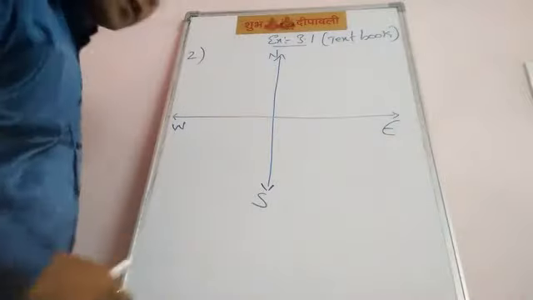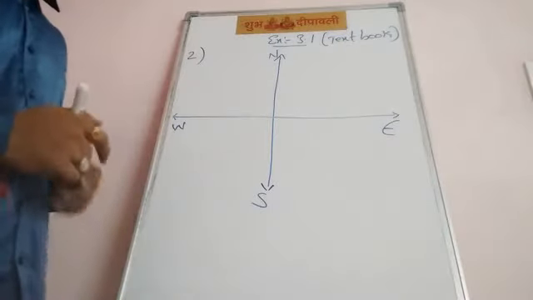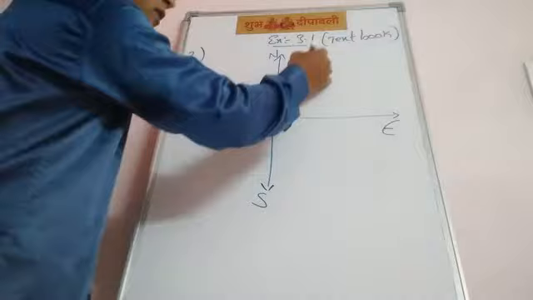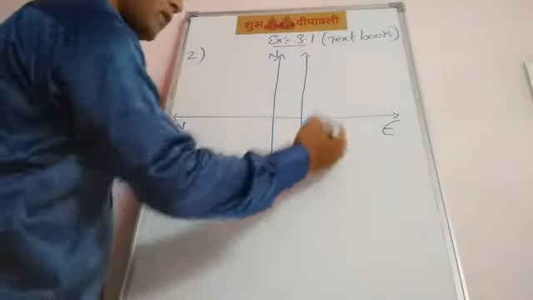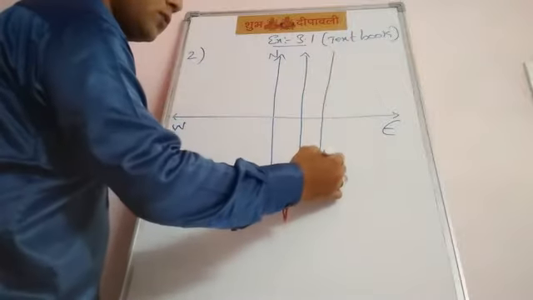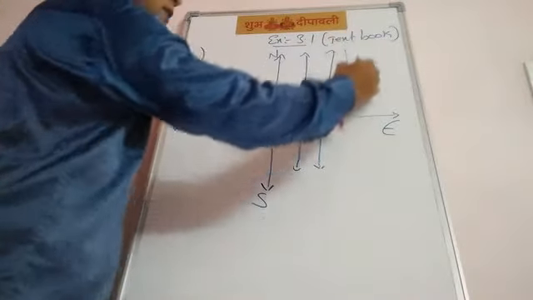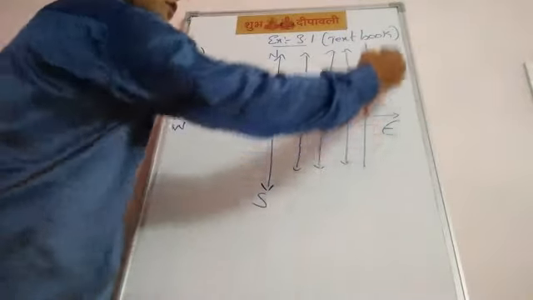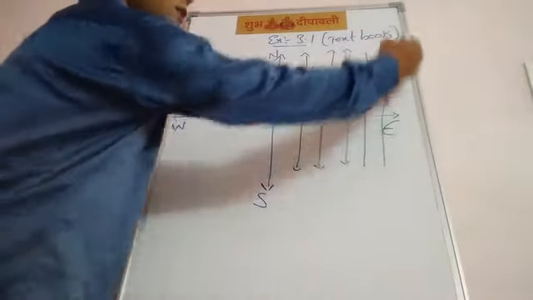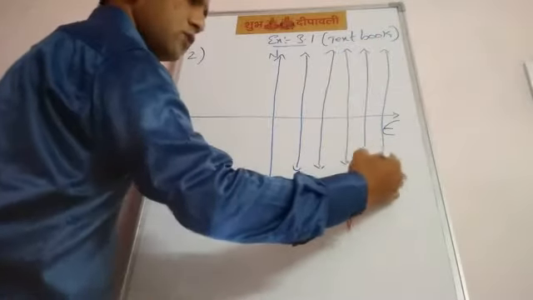One road is at a distance of 200 centimeters. See, I am drawing here in this way: street 1, street 2, street 3, street 4, street 5. So for this, what do I write?